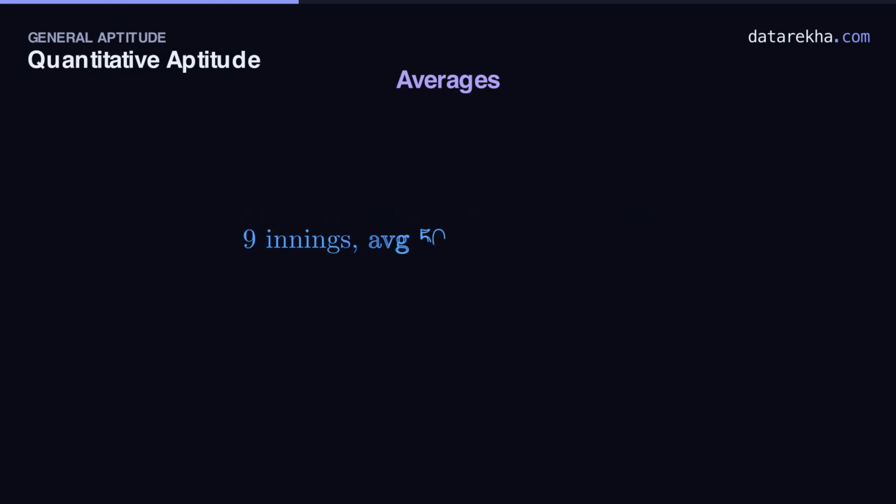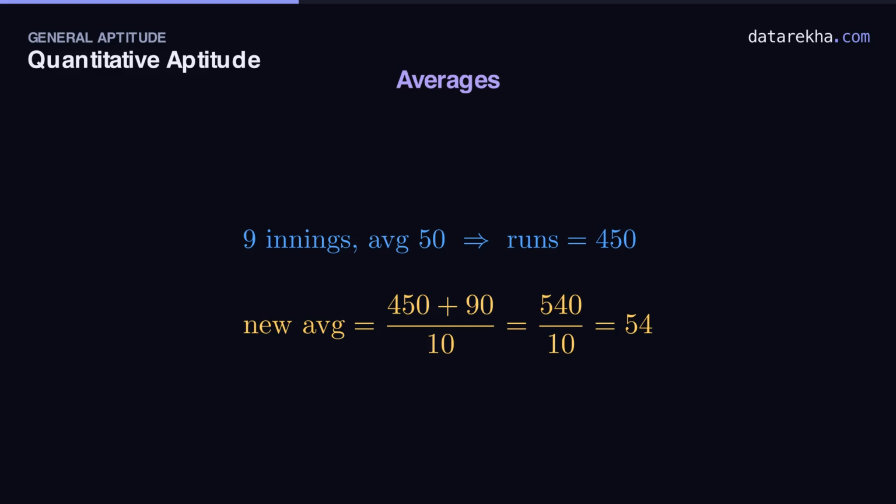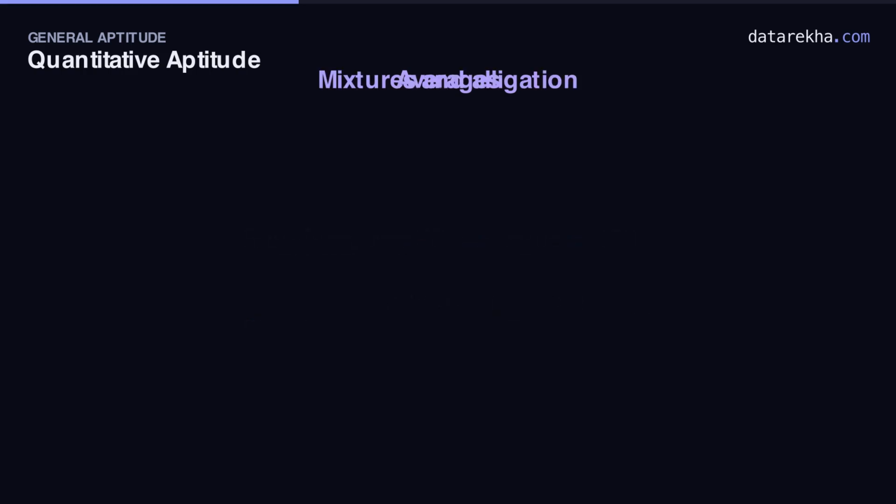A second flavor. How one new value shifts an average. A batsman averages 50 over 9 innings, then scores 90. Rebuild the total. 450 plus 90 is 540. Over 10 innings, 54. Run that trick backwards, and it even uncovers a hidden value.